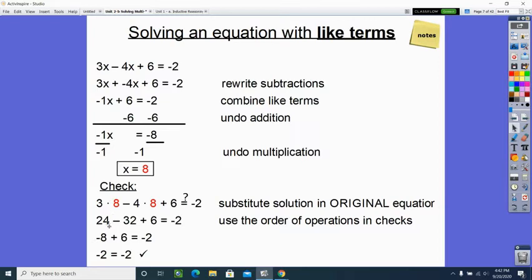So 3 times 8 and 4 times 8, and I have to take 24 minus 32 and then add 6 using my order of operations. So you should multiply before you subtract or add, and there is a good check, showing it at the bottom that the left-hand side is in balance with the right-hand side.